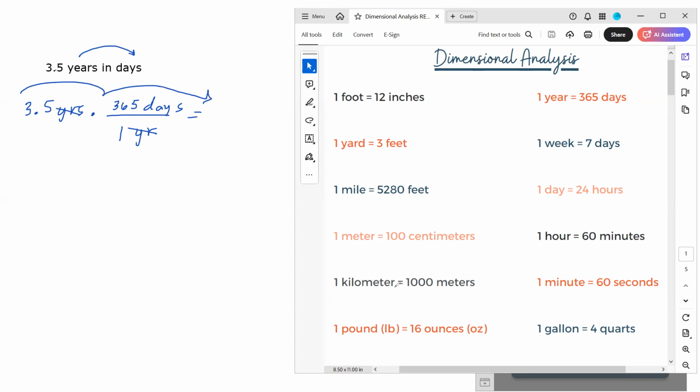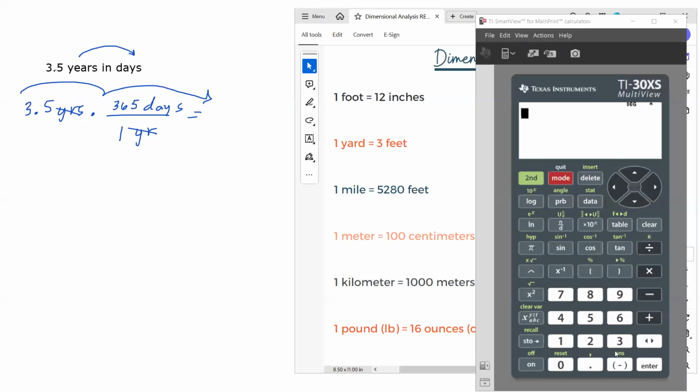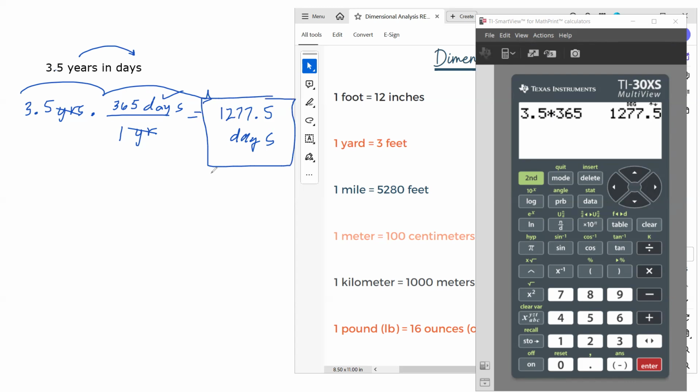Well, let's see here. We've got 3.5 times 365 days is 1,277.5, half a day. All right, I know it's days because that's the word that's left, and on the bottom there's only a 1. Anything divided by 1 is itself. So that doesn't change anything. So there's no need to go through that.